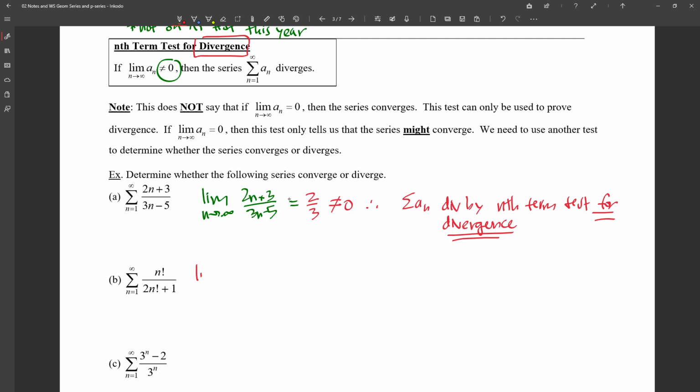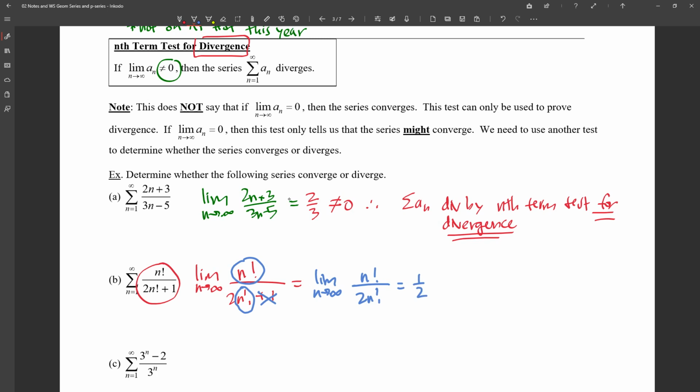An nth term test for divergence says I take the limit as n goes to infinity of this a sub n, this is the a sub n right here, of n factorial over 2n factorial plus 1. And when I do that, what do I get? Well, you may or may not notice this, but this n factorial here is actually the leading term. It has the same power. So another way to say it is when n goes to infinity, this 1 is negligible. So basically what I have is the limit as n goes to infinity of n factorial over 2n factorial. What this really is equal to is 1/2.